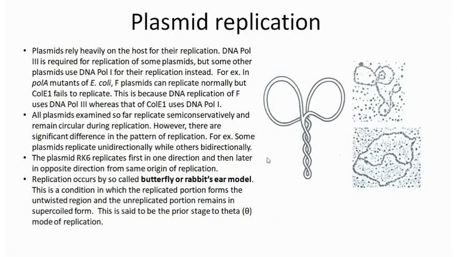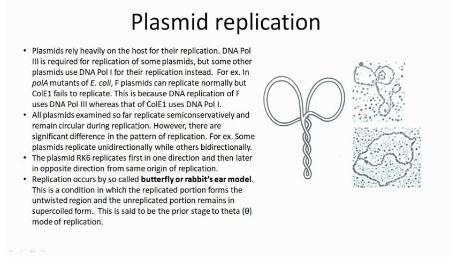So how do plasmids replicate? Plasmids mostly rely heavily on the host for replication. DNA pol 3 is required for replication of some plasmids, but some other plasmids use DNA pol 1. For example, in polA mutants of E. coli, a plasmid can replicate normally, but ColE1 fails to replicate. Why? Because polA is a mutant of DNA pol 1, so DNA pol 1 becomes non-functional. That means the F plasmid requires DNA pol 3, which is normal in this polA cell, whereas ColE1 fails to replicate because DNA pol 1 is defective.